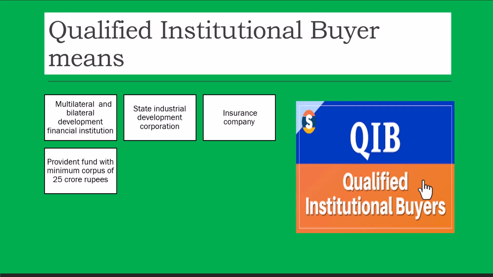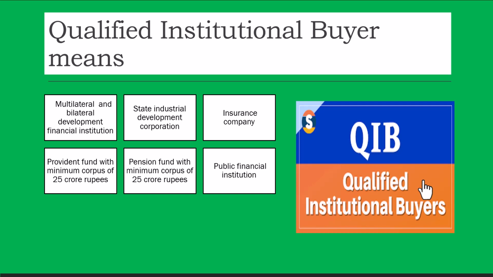So there is a provident fund trust which is generally floated by the companies in India and abroad. If they have 25 crore rupees of corpus, that means they have 25 crores of money with them. So they are allowed. Pension funds with a minimum corpus of 25 crores. Public financial institutions. There are a lot of pension funds sitting abroad. They invest money in India, so they are allowed and they are qualified as QIBs, provided their minimum corpus is more than 25 crores. Public financial institutions, scheduled commercial banks.